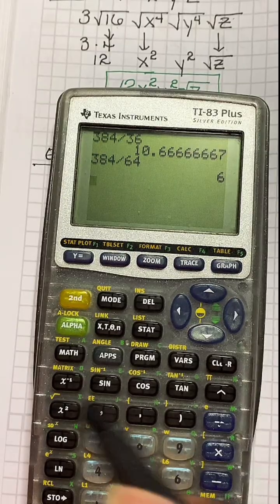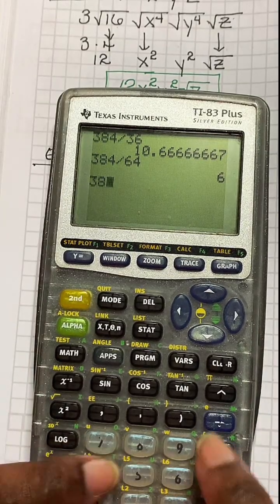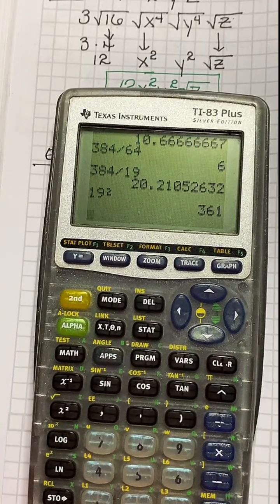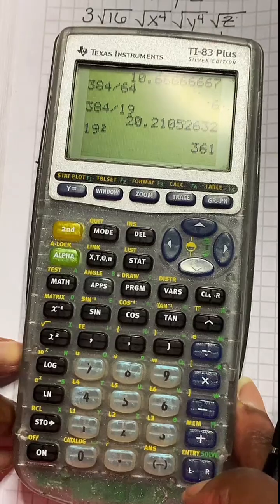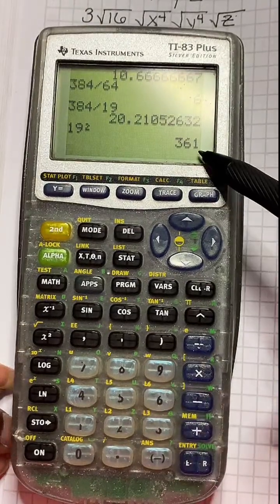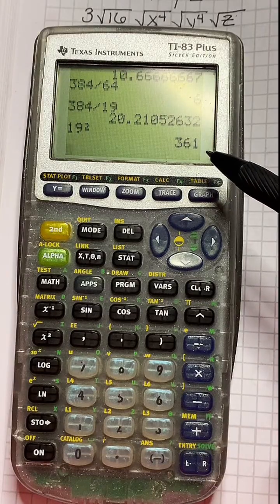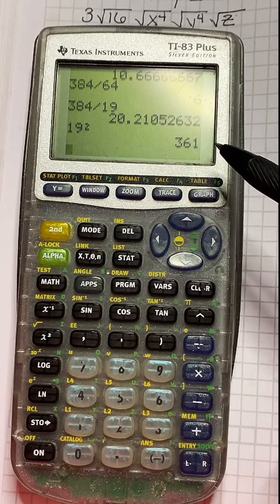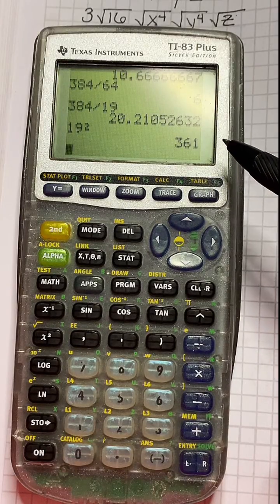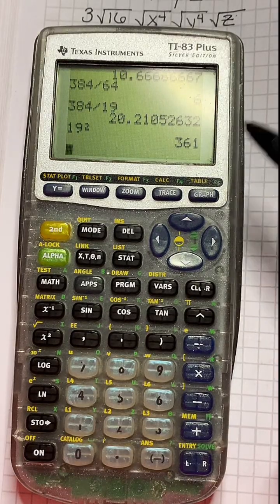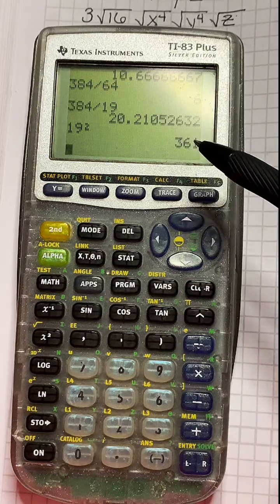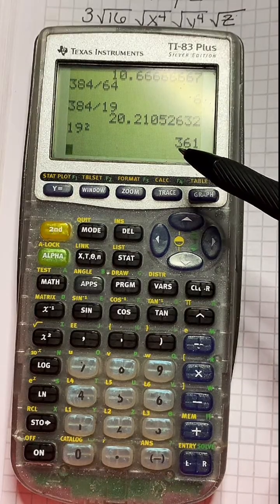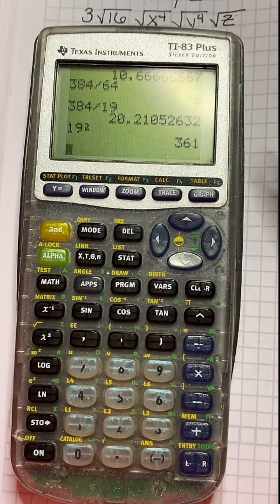Okay. So if we did 384 divided by 19, or were you thinking of 19 squared? Because I think you were thinking of 19 squared. But that would give you 361. So we're not dividing. We're actually kind of breaking down two numbers into multiplication. So the easiest way when you get numbers like this, divide it by your perfect squares. Make sense?